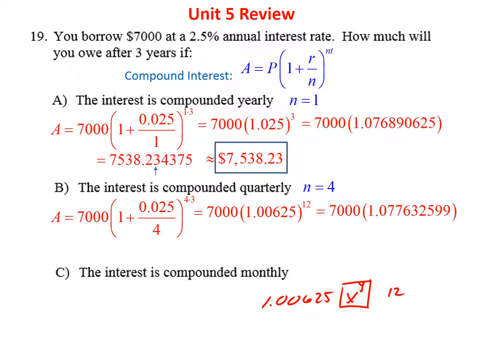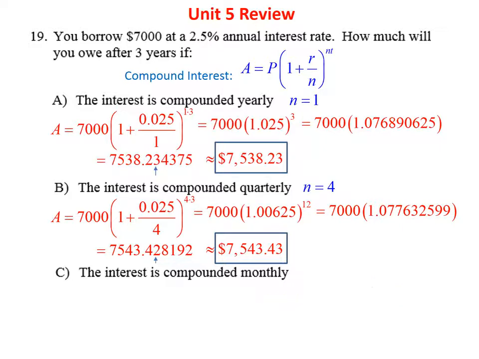Again, once you get here, do not erase that or try to write it down. Just leave it alone. And then with the calculator, multiply it by 7,000, and you get this number here. Again, we'll round off to the nearest cent. Next door right is an 8, so 8's bigger than 5, so we're actually going to round up this time to 43. So our answer is $7,543.43.